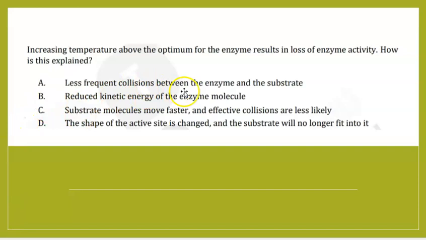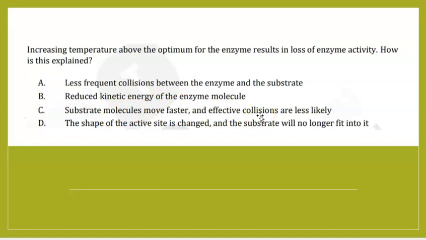Less frequent collisions between the enzyme and the substrate. It's not going to happen. Why? Because when you increase the temperature, the collisions will be more, not less, right? Because we are increasing the kinetic energy. Reduced kinetic energy? No, we just said increasing the temperature means increasing the kinetic energy. Now coming to this one, substrate molecules move faster. Yes, they do. And effective collisions are likely. So these are completely opposite statements. When the substrate molecules are moving faster, how can the collisions be less effective?